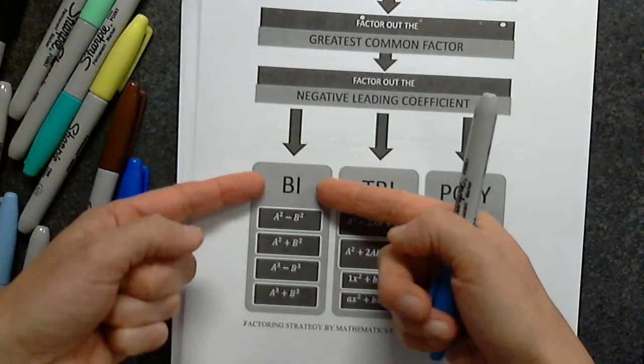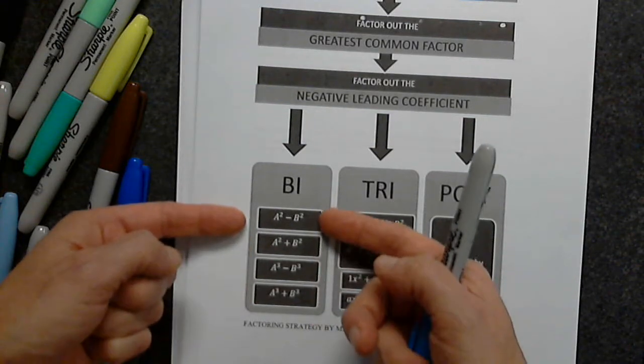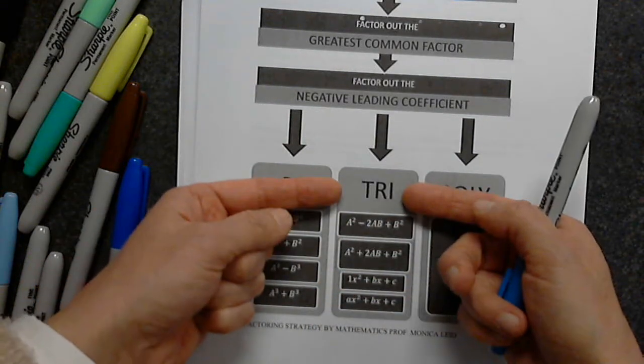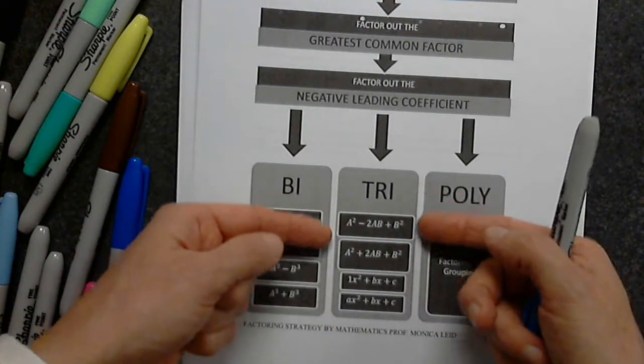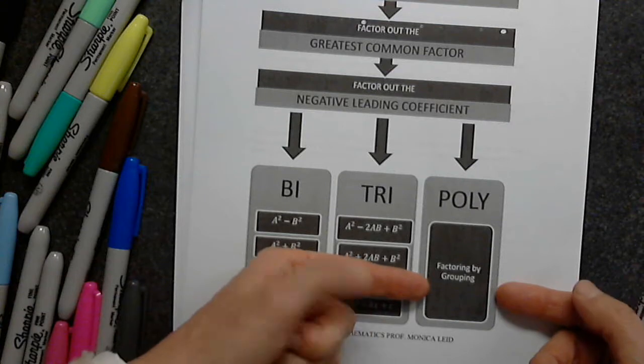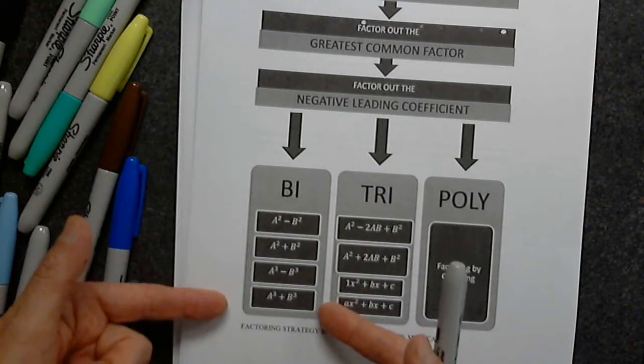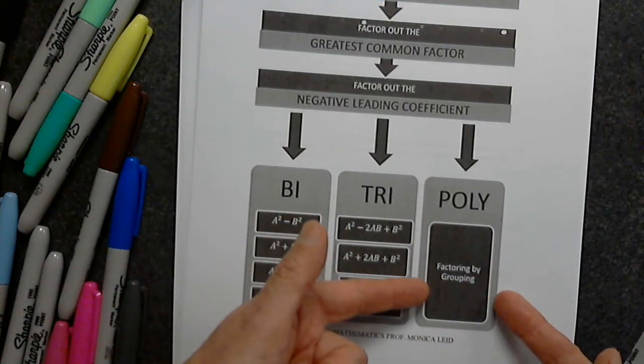If I have a binomial to factor, then I have to think in terms of these 4 special products. If I'm given a trinomial, then I'm going to think in these 4 different situations. And if I have a polynomial, that's the easiest possible, just factoring by grouping. So first let's analyze this, and then that. Ready?